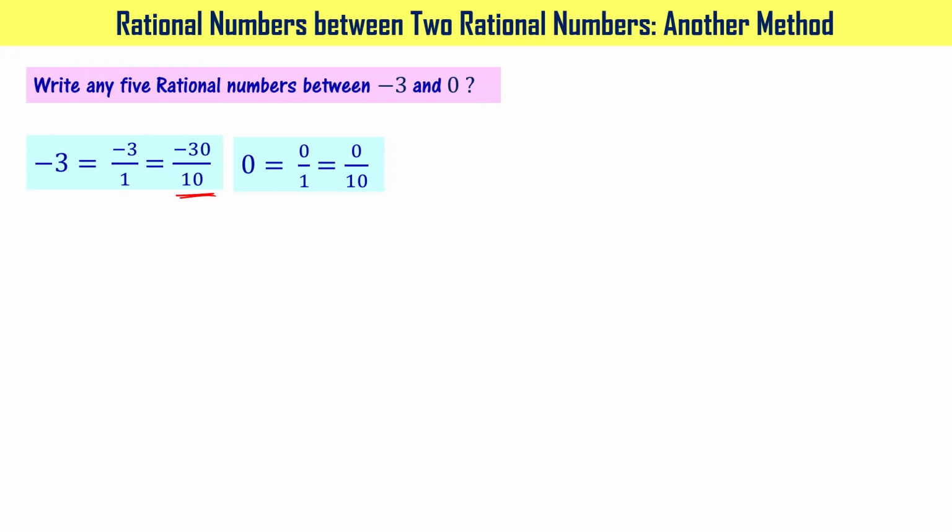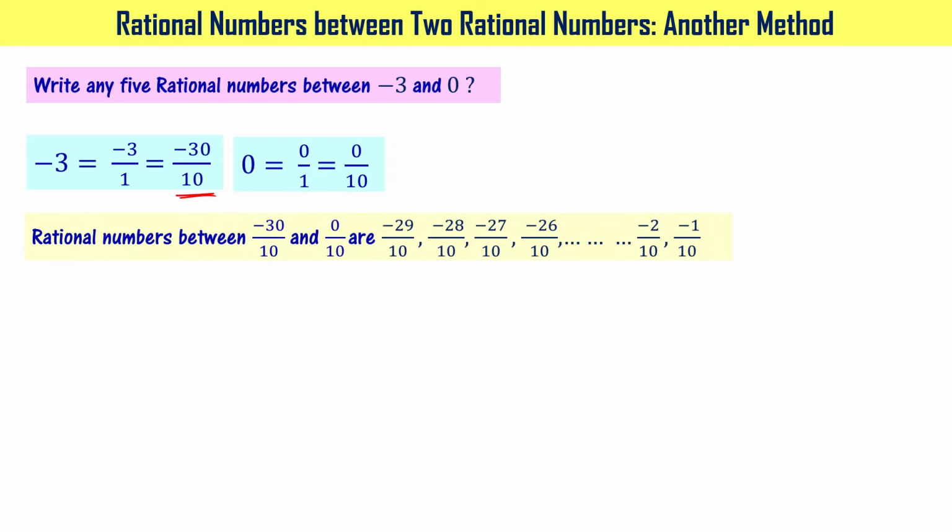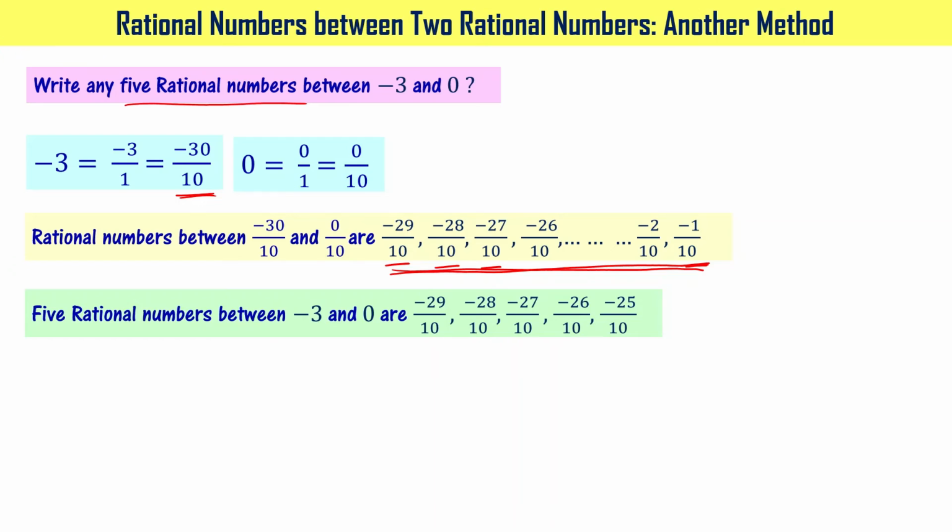Now, I'll write the rational numbers between -30 by 10 and 0 by 10. Those are -29 by 10, -28 by 10, -27 by 10, and so on up to -1 by 10. So you can pick any 5 rational numbers from this particular list. One answer I can think of is -29 by 10, -28 by 10, -27 by 10, -26 by 10, and -25 by 10, right?